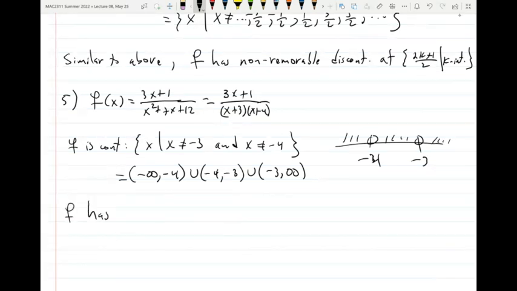And f has non-removable discontinuity at x equals -4 and x equals -3.